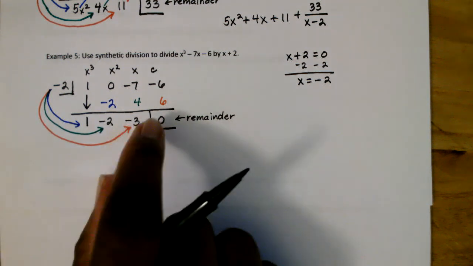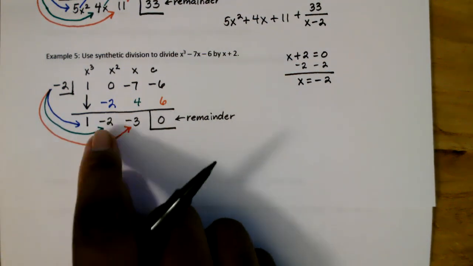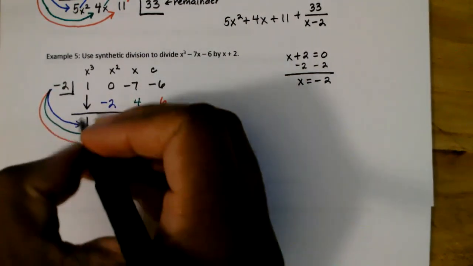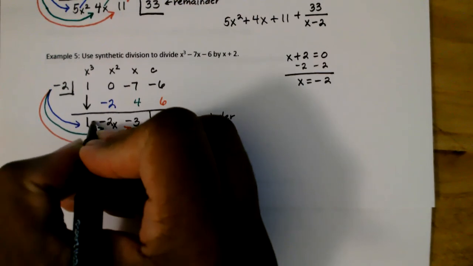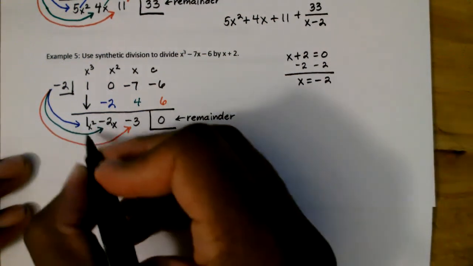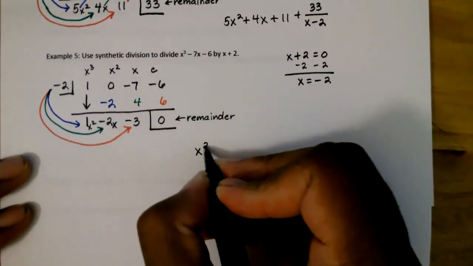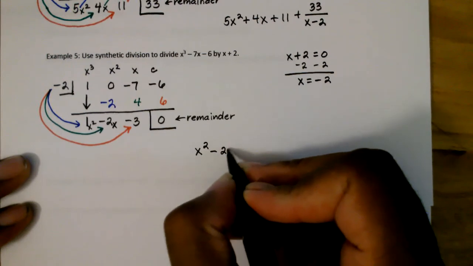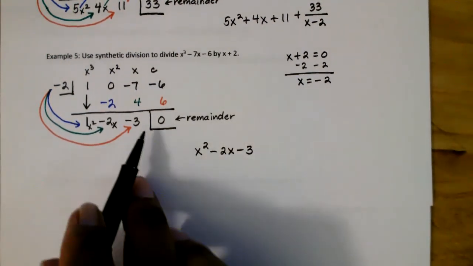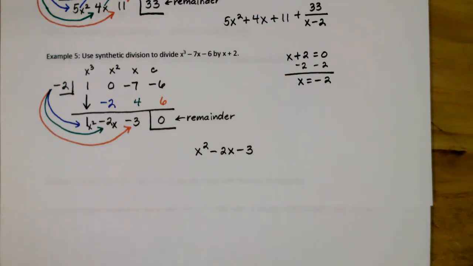Okay. Now here, the negative 3 will be the constant term. The number in front of that, which is your negative 2, that will be the coefficient of x. The 1 in front of that would be the coefficient of x squared. So here my quotient, in this case, will be 1x squared, or just x squared, minus 2x minus 3. And we don't need to write 0 over the remainder of x plus 2. Okay?